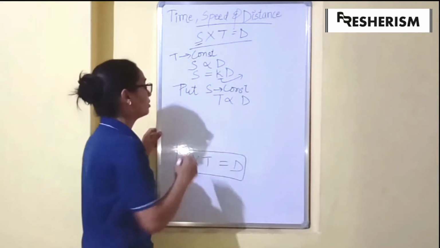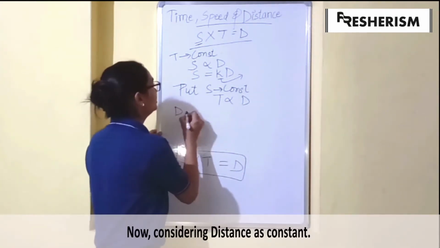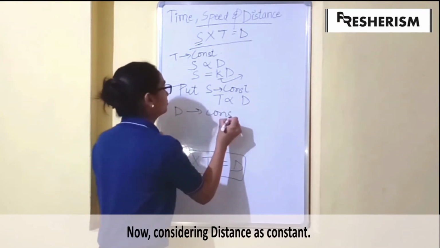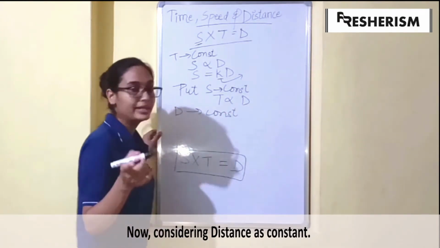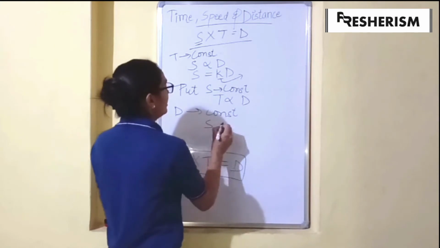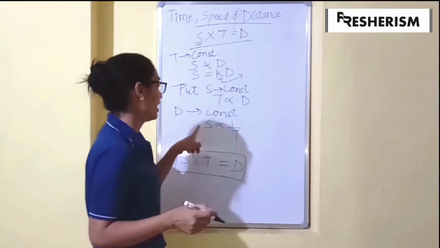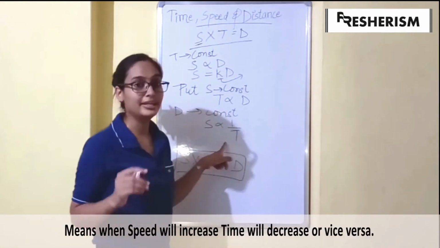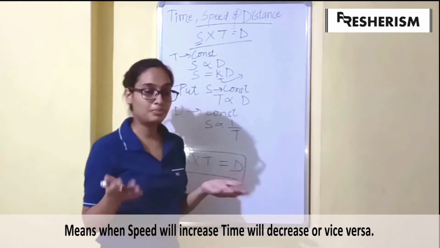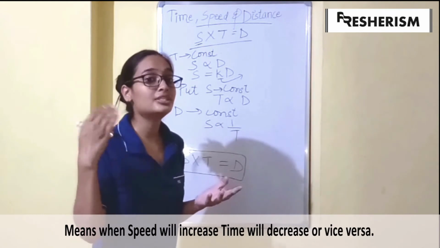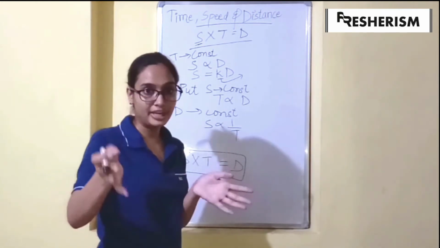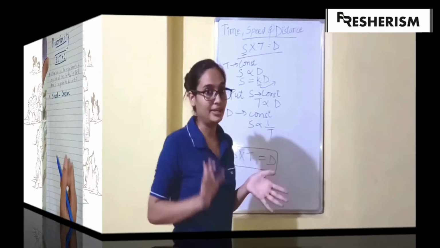And in the case of D constant, we will get S is inversely proportional to T. That is, when S increases, time will decrease. It is so simple: when we increase our speed, the time to cover that particular distance will decrease.